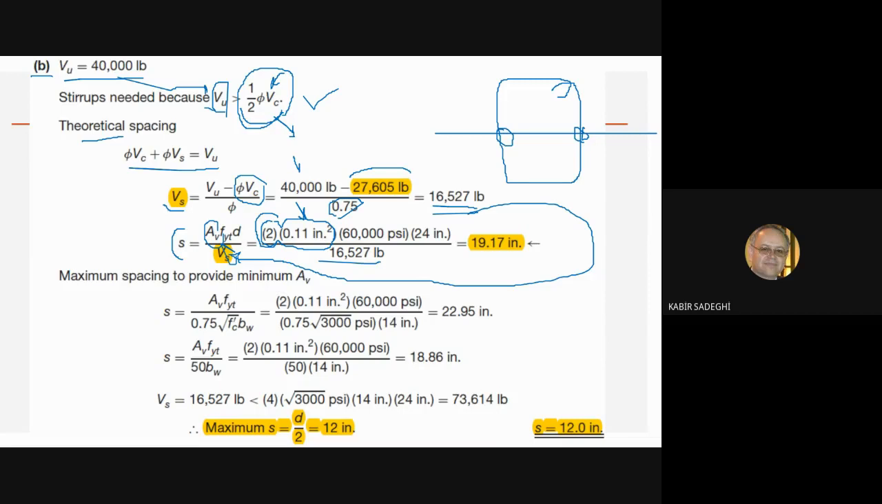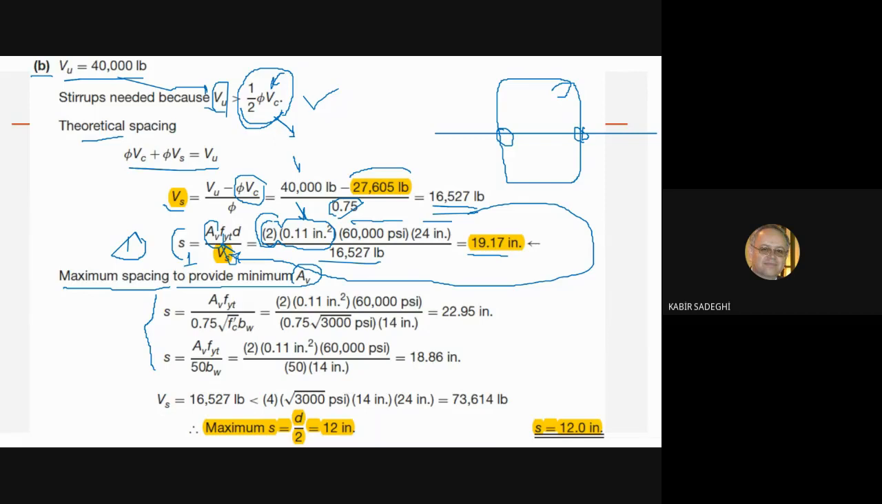And we apply the other values, the yielding stress of steel, D. We find one value for S. I call that S1. This is one formula for S. Now we should check with other values. Why? Because our stirrup spacing should not be greater than maximum spacing, which provides minimum AV. Therefore, this is for applying the minimum AV.